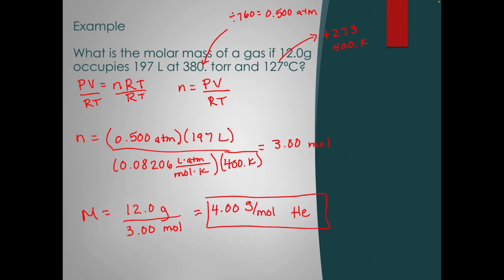So that is how we would solve a problem like this, where we're given grams and we need to solve for the molar mass. We'll use the ideal gas law equation to solve for moles, and then we will plug this into grams over moles to solve for our molar mass.